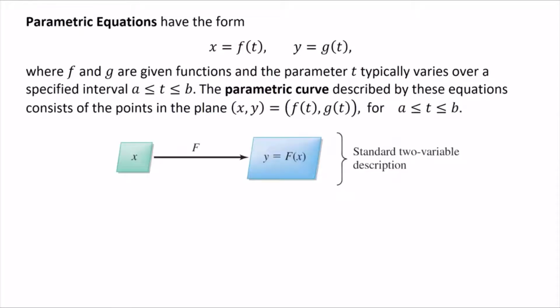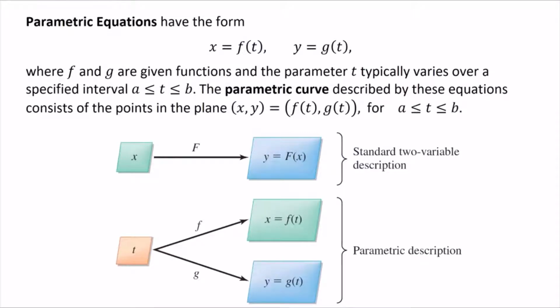To this point, we have been used to functions of the form y equal to capital F of x to describe curves in the xy plane. By comparison, parametric equations describe x and y separately in terms of a new variable, or parameter t, as x equals f of t and y equals g of t for functions f and g. It can be helpful to think of the parameter t as time, and for each time t, f and g determine the location of a point (x, y).